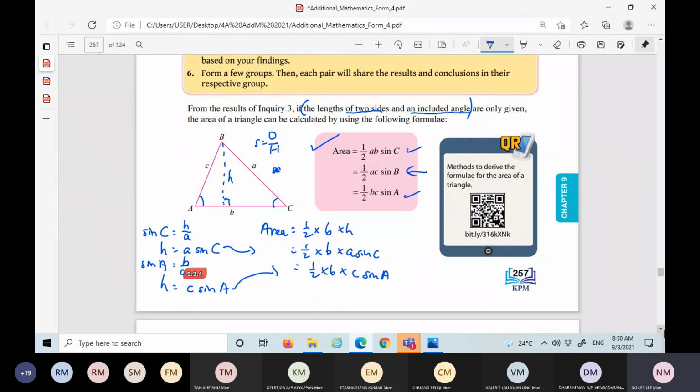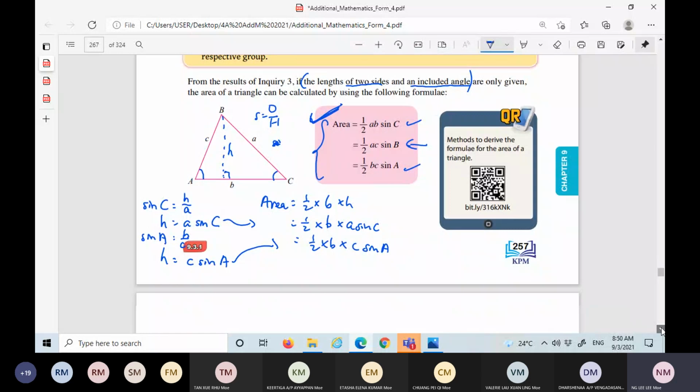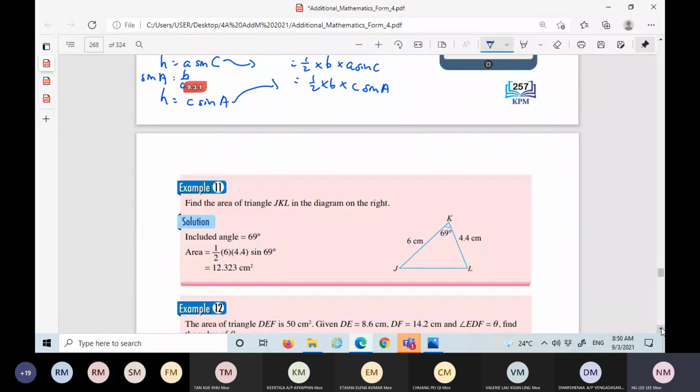Same thing, the proof of a formula you all still have to know, in case the question asks you to prove the formula. We don't know how the question can be, so this one you write in the notes. So, area of triangle, for these three formulas.